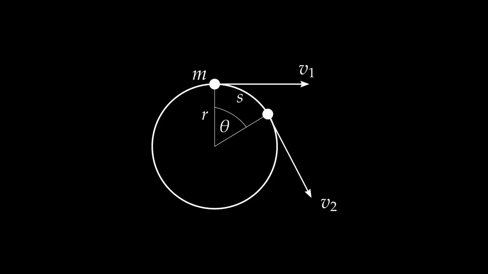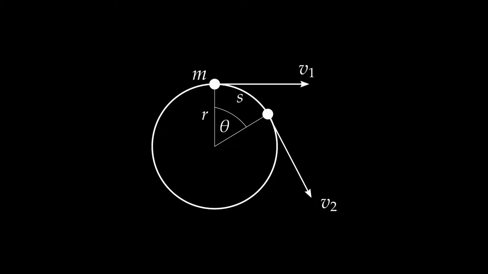So I've drawn here a circle, and here I have the object at the top of the circle moving with a velocity that I'll call v1. That velocity has a magnitude that is the object's speed. And what I'm going to do for the moment is consider that the object moves around the circle with constant speed. That's not a requirement, but it does simplify the analysis at first here. So it goes around at constant speed.